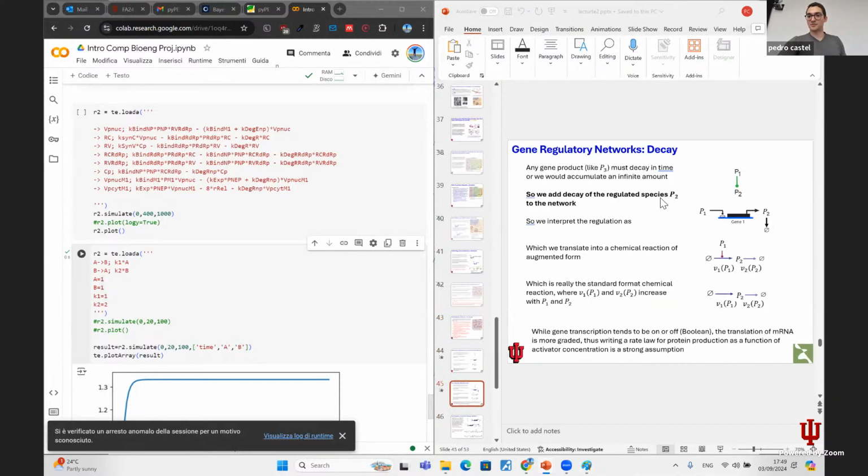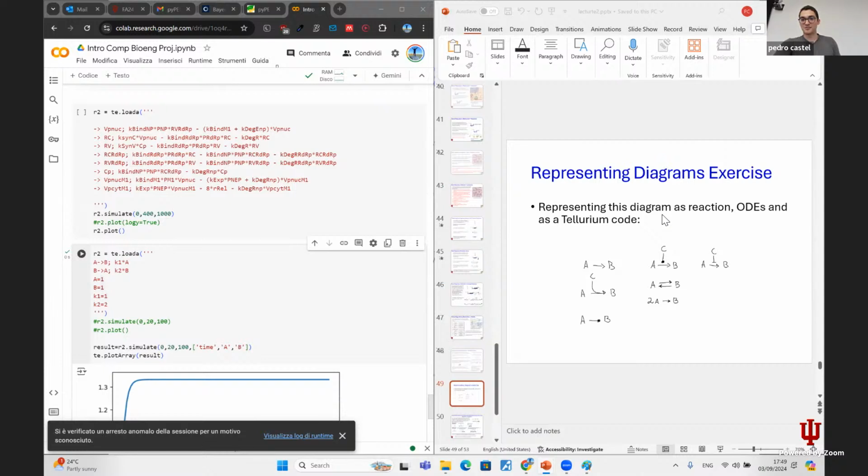You can start with that one: A goes to B, B goes to A, but then you will try another one. After that, you will try the A plus C goes to B. That's the other one we'll try.